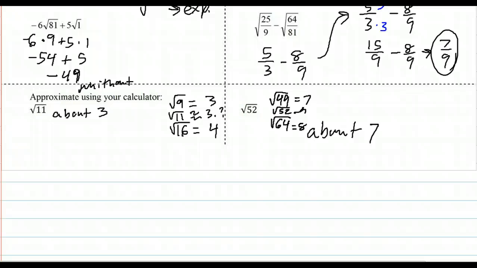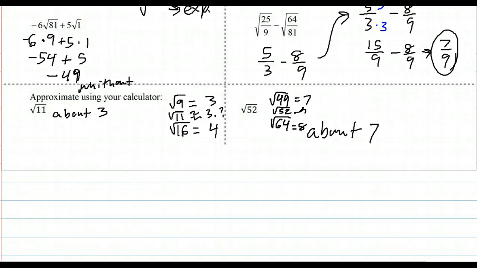So 52 is between 49 and 64. Square root of 49 was 7. Square root of 64 is 8, and 52 is closer to 49. So we would say it's about 7. It's good enough. So square root of 52 is about 7. It's 7 point something, basically. Just like square root of 11 is going to be 3 point something.